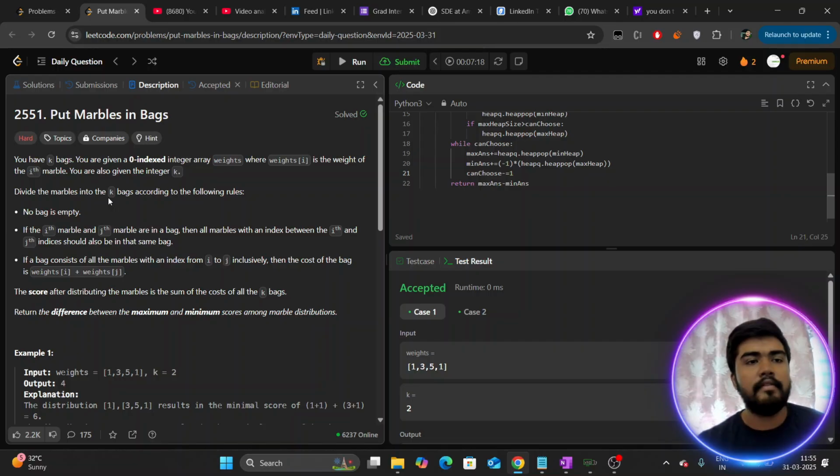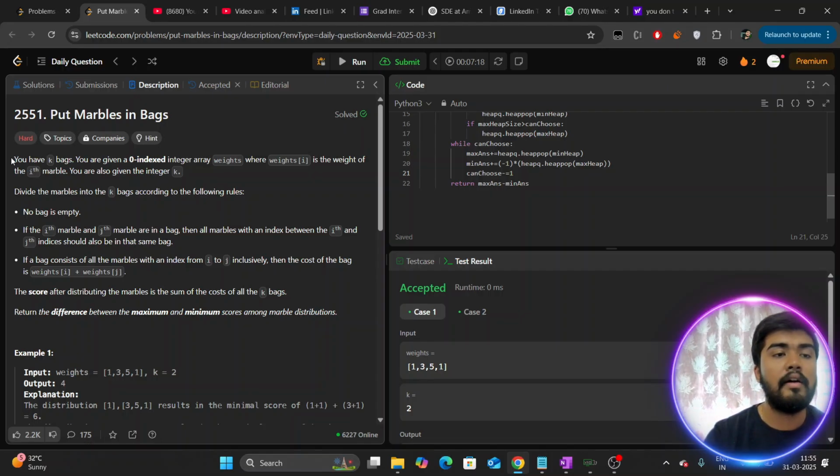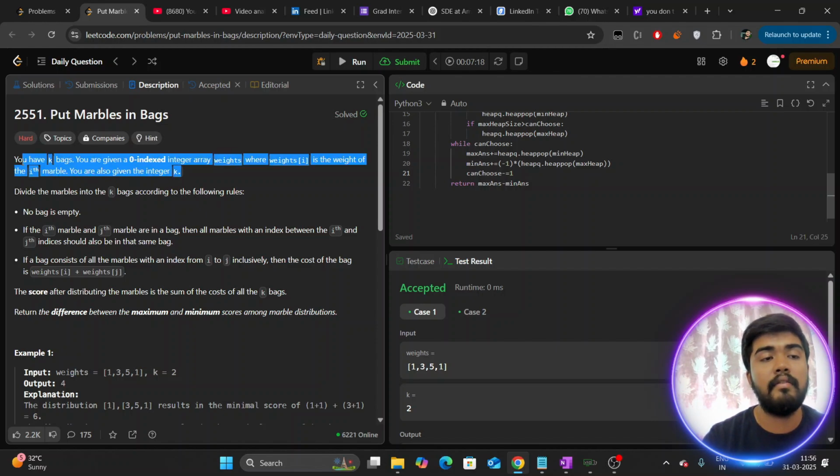Yes, so on today's question we have put marbles in bags. First, let's try to understand the problem statement. In this question we have k bags, and you are given a zero-indexed integer array weights, where weights[i] is the weight of the ith marble, and you are also given an integer k. I think it's very straightforward English.